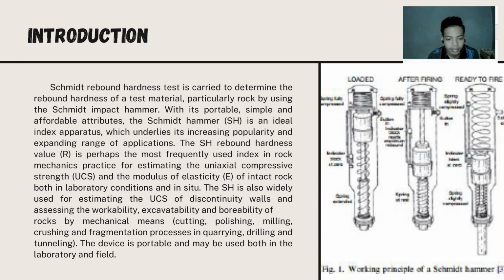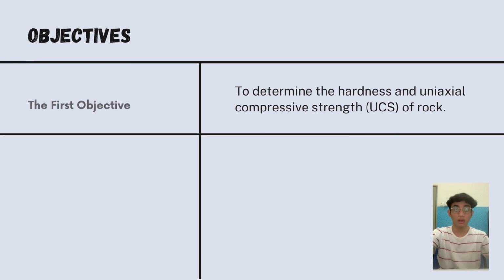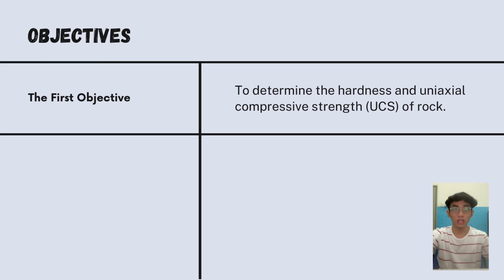This is the figure of the working principle of a Schmidt hammer. The objective of the experiment is to determine the hardness and uniaxial compressive strength (UCS) of rock.